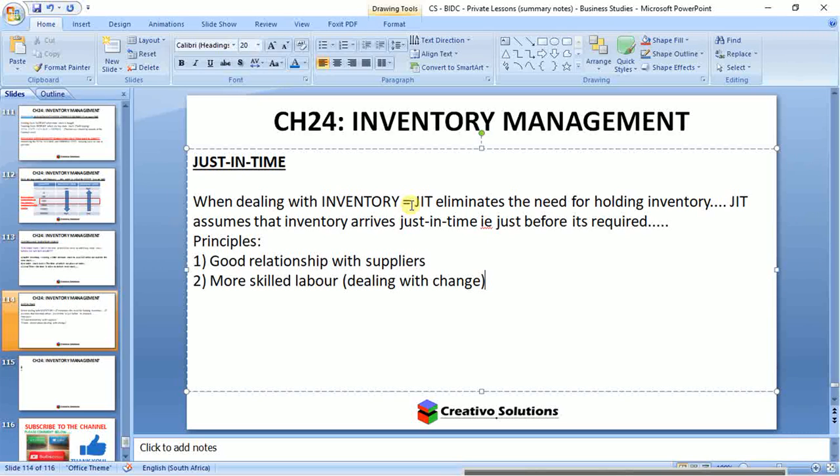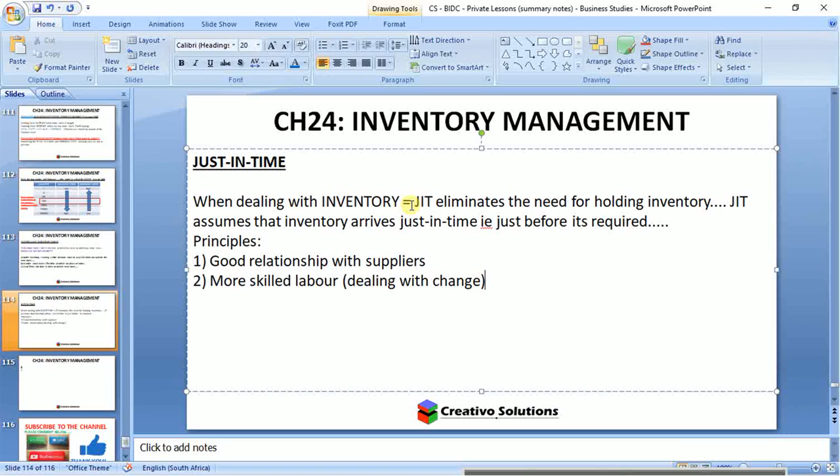Let's say we're baking. Oh, no, baking's not a good example because you have to wait for the oven to cook. Let's use sewing. Let's say we're making clothing. If we're making clothing, when I get the material for the jeans, I make the jeans. When I get the material for the shirts, I make the shirts. That type of thing.